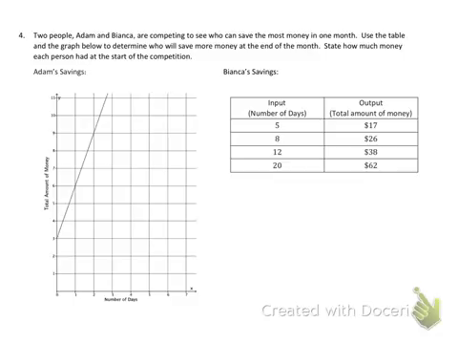Okay, so two people, Adam and Bianca, are competing to see who can save the most money in 1 month. Use the table and the graph below to determine who will save more money at the end of the month. State how much money each person had at the start of the competition. Okay, so we're counting the savings that they already have. So this is Adam's total savings in the graph and Bianca's in the table. If you're feeling confident about this, why don't you go ahead and just work on it and then come back and check your work here.